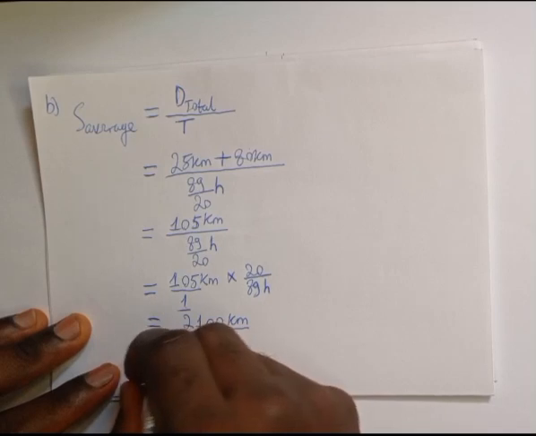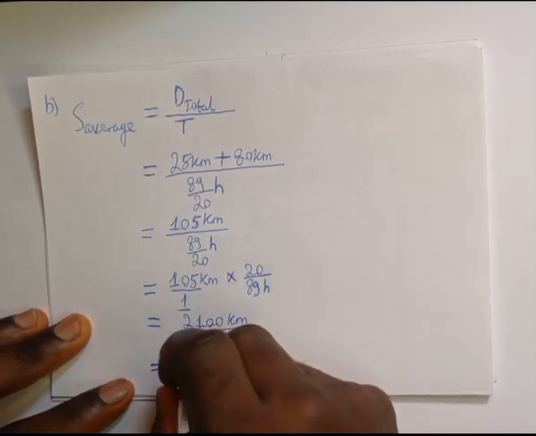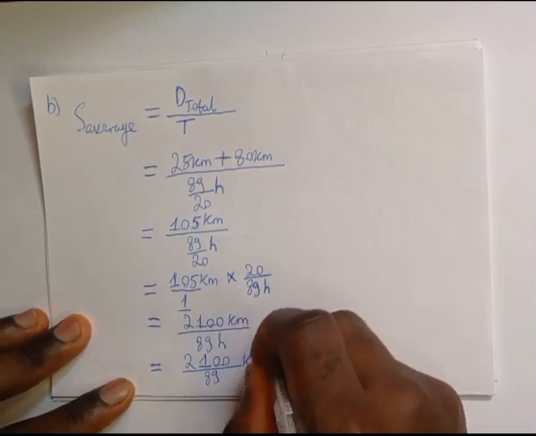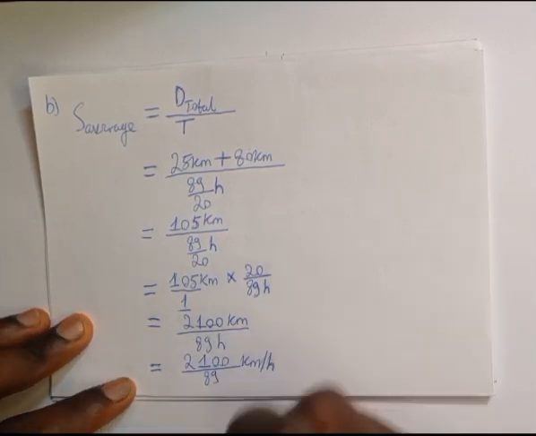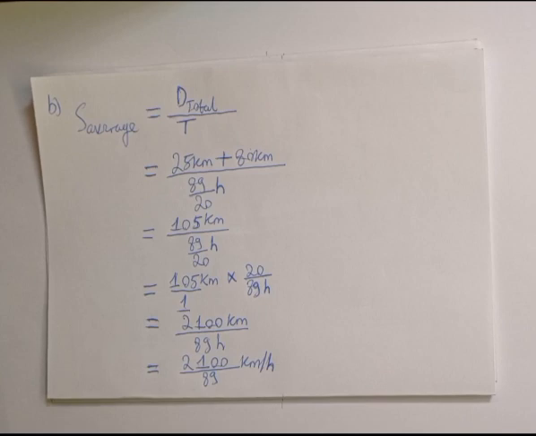This will simply be equal to 2,100 over 89 kilometers per hour. So this will be the average speed of the cyclist for the whole journey.